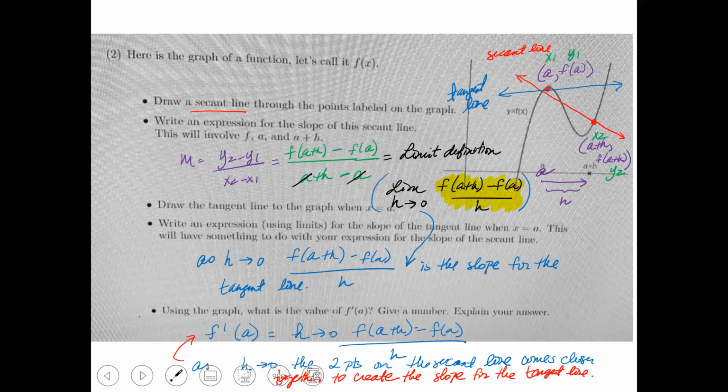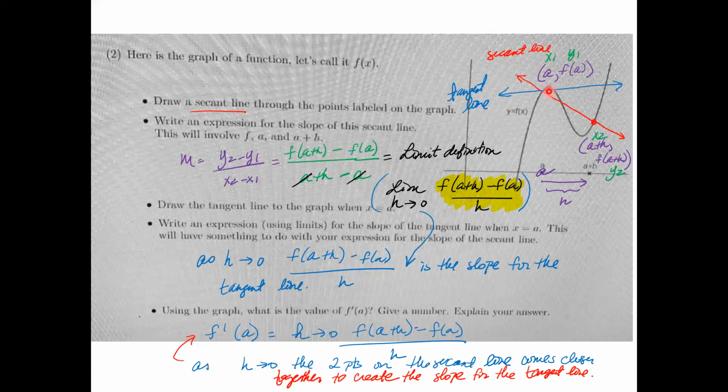All right, so here are my answers to that. So when you look at this, let's just draw a secant line. A secant line is going to be this red line because it's touching 2 points of the graph, and that's why I labeled it. Next, this is write an expression for the slope of the secant line involving f of a plus h.